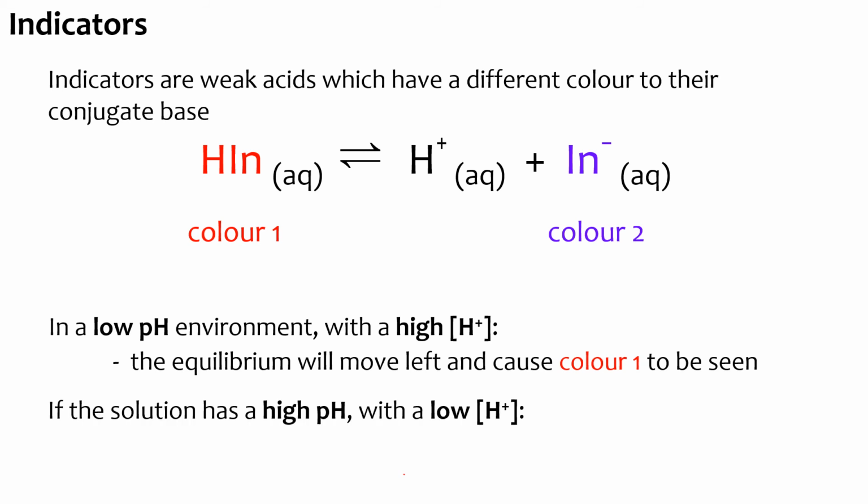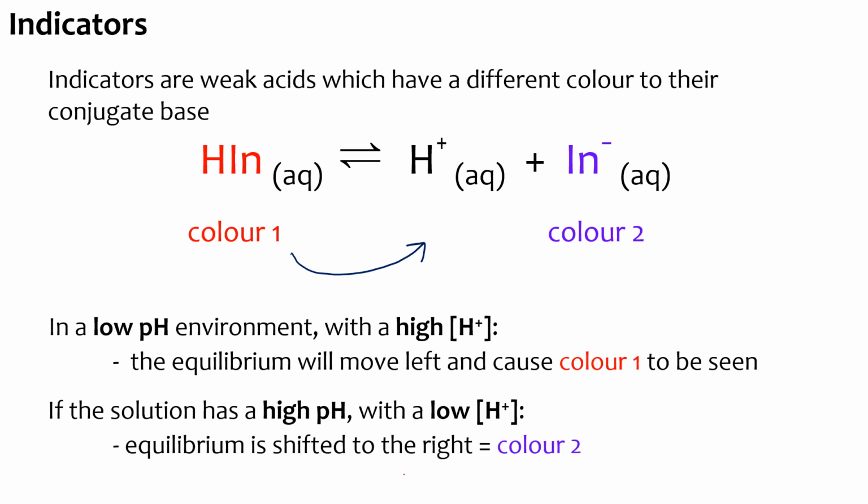Now in a solution with a high pH that has a low concentration of H+, the equilibrium will shift to produce H+. And therefore equilibrium is shifted to the right and we would see colour 2.